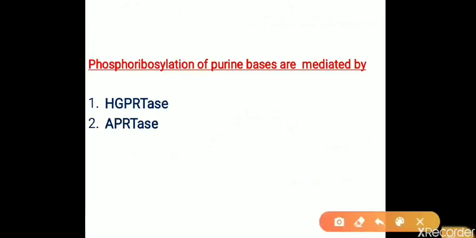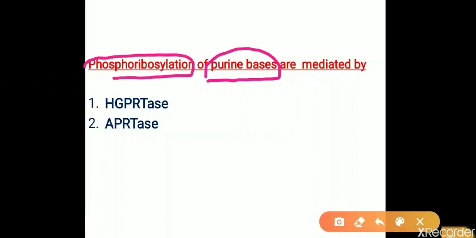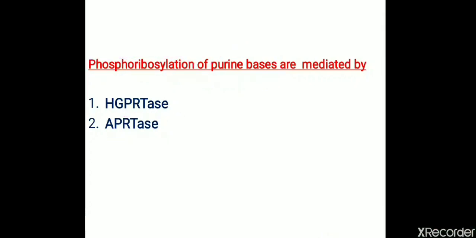So that is one of the reactions in salvage pathway. So in salvage pathway, if RBC, WBC and brain have purine bases, this tissue can produce their corresponding purine nucleotide, and this reaction is known as phosphoribosylation. And this phosphoribosylation requires two different enzymes, that is HGPRTase and APRTase. Coming to the second reaction.